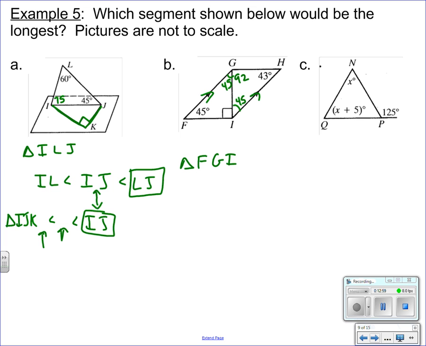FGI. So the smallest side is either FI or GI. Since they're equal because it's an isosceles right triangle, then we have FG. Now let's look at the other side, the other triangle.